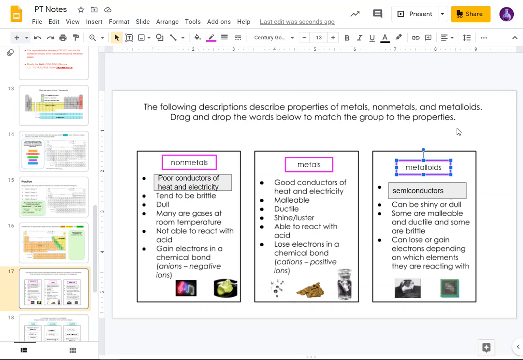So this is what I would put here. I'd put semiconductors because usually that falls into that particular category, and being able to arrange them correctly.